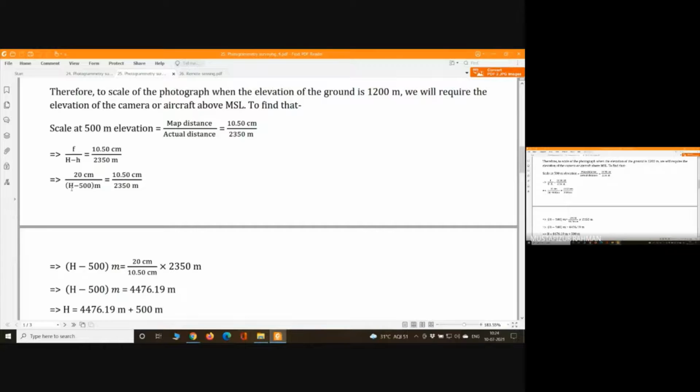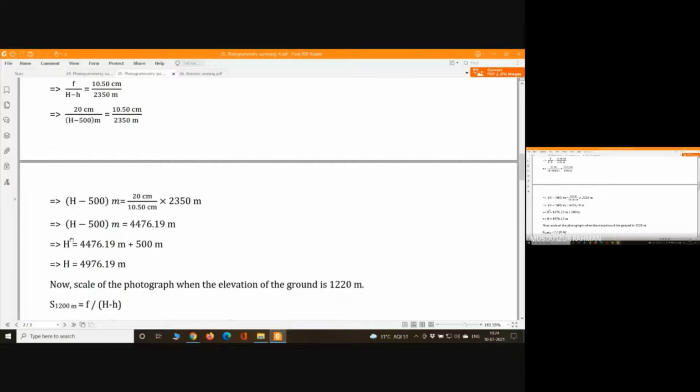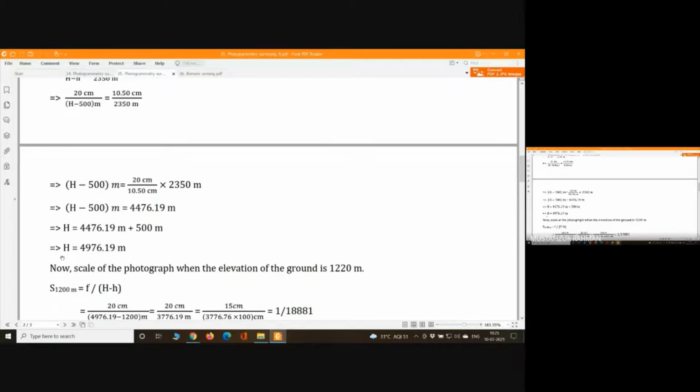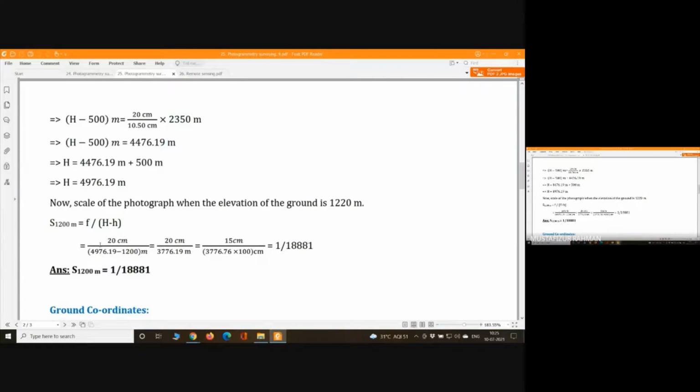What is the RL of the exposure point? Okay. So we do some mathematics and simplification, and we get the value of the capital H. After getting the value of the capital H, now we can find out the scale of the photograph at the elevation asked in the question. So now this would be 1200 meter. The scale at that point will be again the same formula, f divided by capital H minus small h. Capital H we just got from the first condition. Other values are given, and we'll find out what is the scale at the 1200 meter elevation, right?